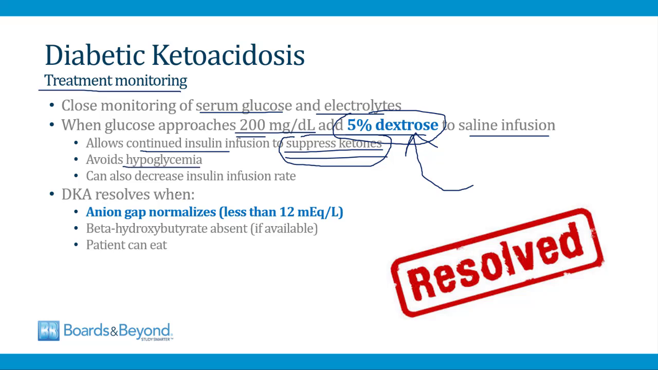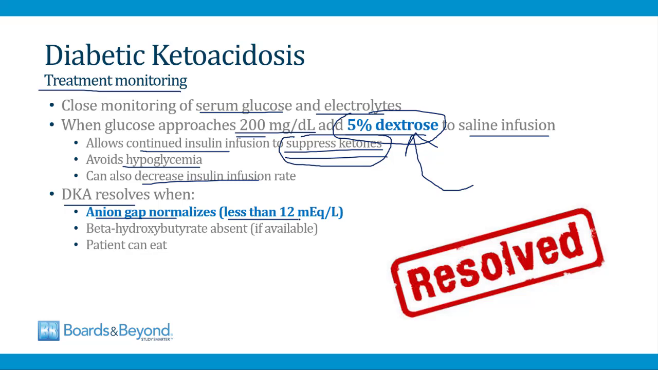In addition to adding 5% dextrose, you can also decrease the insulin infusion rate when the glucose approaches 200. But importantly, you don't want to stop the insulin until the DKA has resolved. And so how do you know when the DKA has resolved? Well, first of all, the anion gap has to normalize. It has to become less than 12.